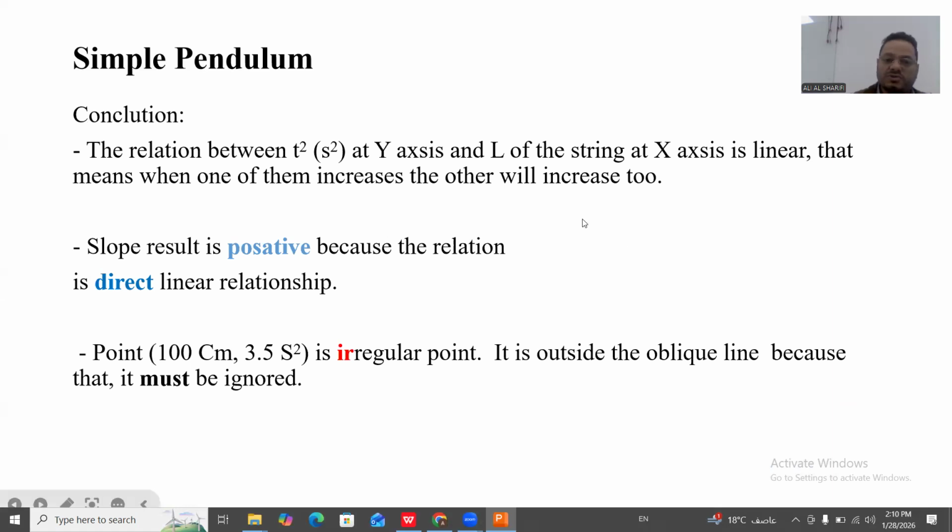What about the conclusion? The relation between them is linear. Here, the slope is positive. That means it's a direct relationship, a linear relationship. This point was an irregular point outside the oblique line. That's it. See you in the next video.